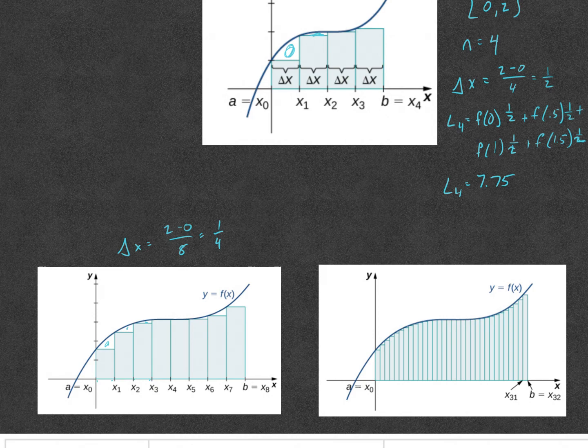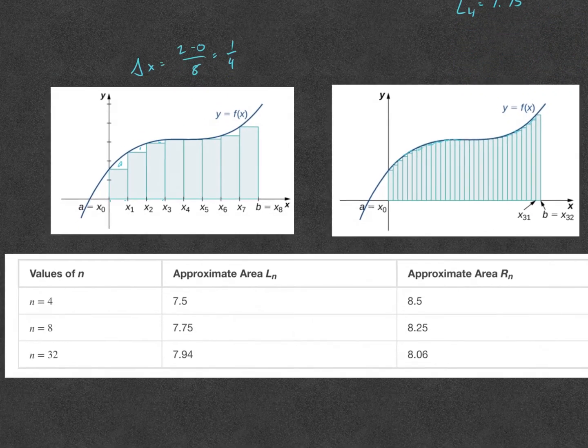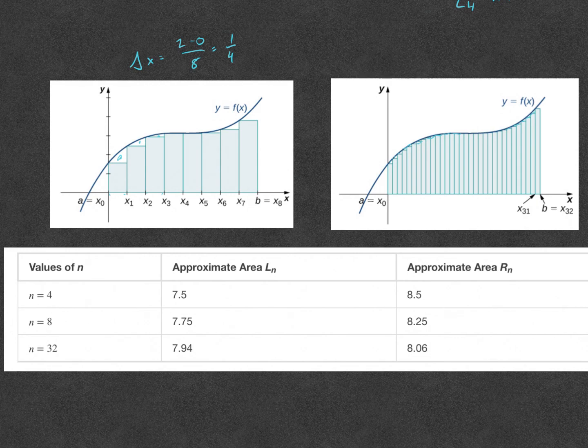And then if I want to make the approximation even better, heck, if I can do 8 rectangles, why not do 32? That would take a terribly long time by hand, but look how close 32 rectangles gets me to the actual area underneath that curve. And if we look at the answers that we get here, with 4 rectangles, we saw above we got an answer of 7.5. With 8 rectangles, 7.75. With 32 rectangles, 7.94. And we also have the area using the right endpoints.